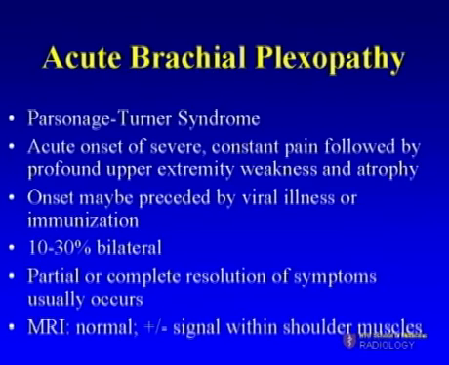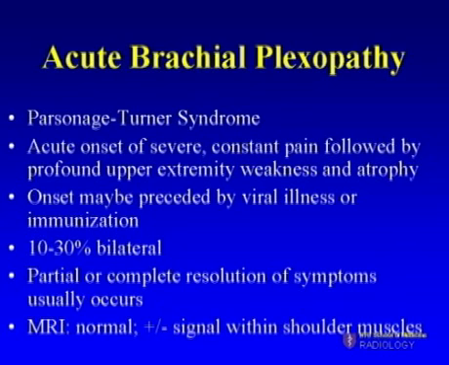Acute brachial plexopathies are known as Parsonage-Turner syndrome. This was described in the 1940s. This is where you can get acute onset of severe and constant pain, followed by profound upper extremity weakness and atrophy. They may be seen post a viral illness or from immunization. They may be bilateral in 10 to 30% of the time.